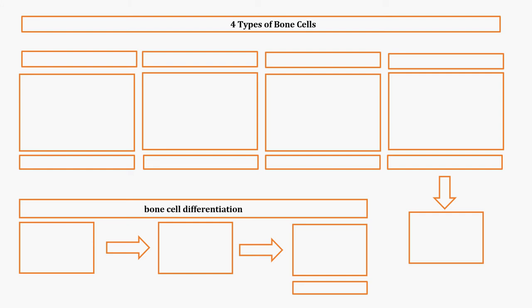Okay, so this video will be looking at the four types of bone cells. So they are the osteogenic cells, osteoblast, osteocytes, and osteoclast. So let's look at the general function of each one here.